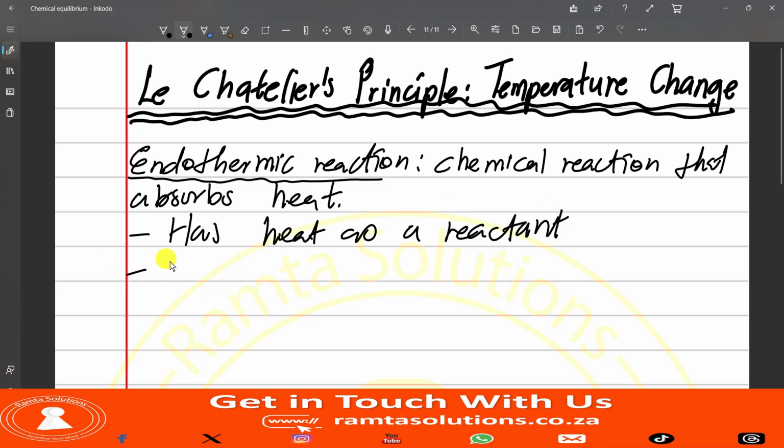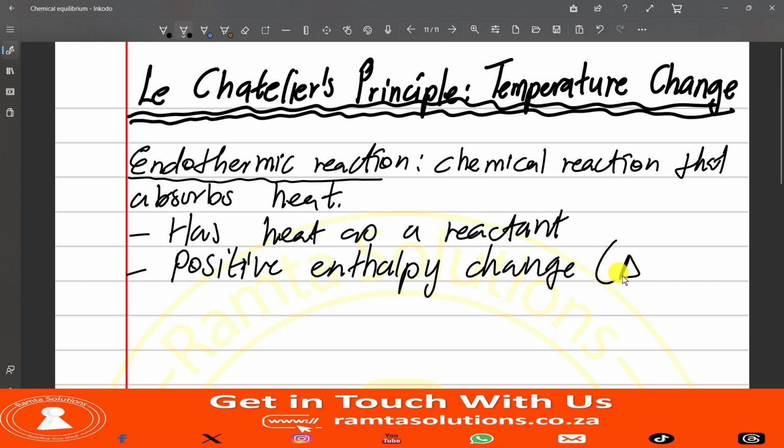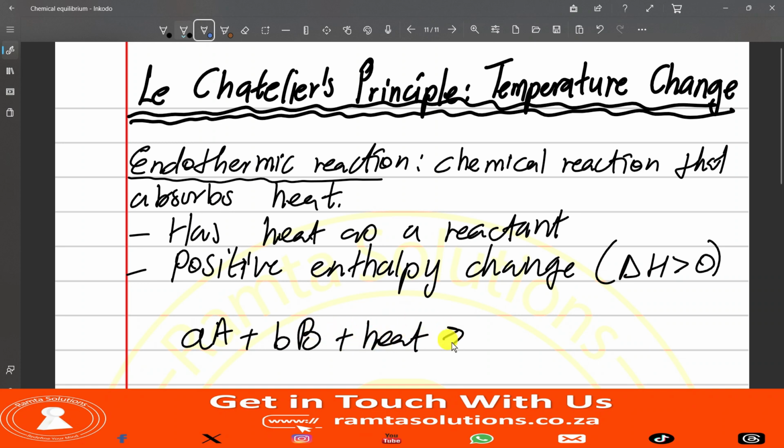It has a positive enthalpy change. This is to say delta H is greater than 0. An example would be, generally, A plus B plus heat gives us C plus D.